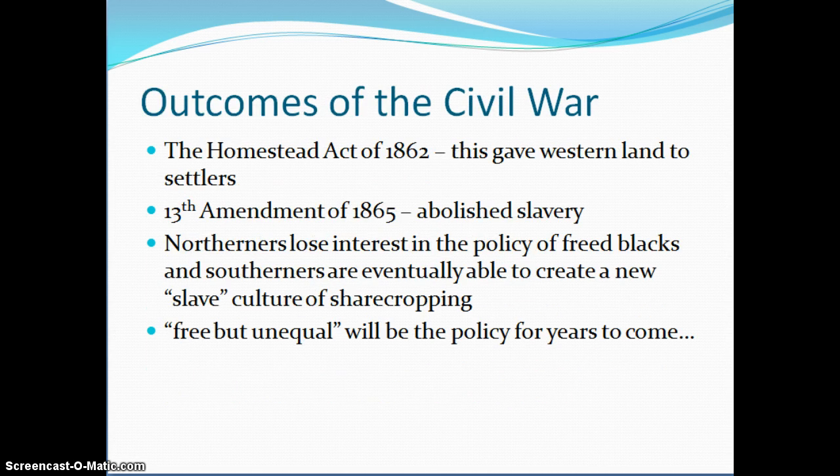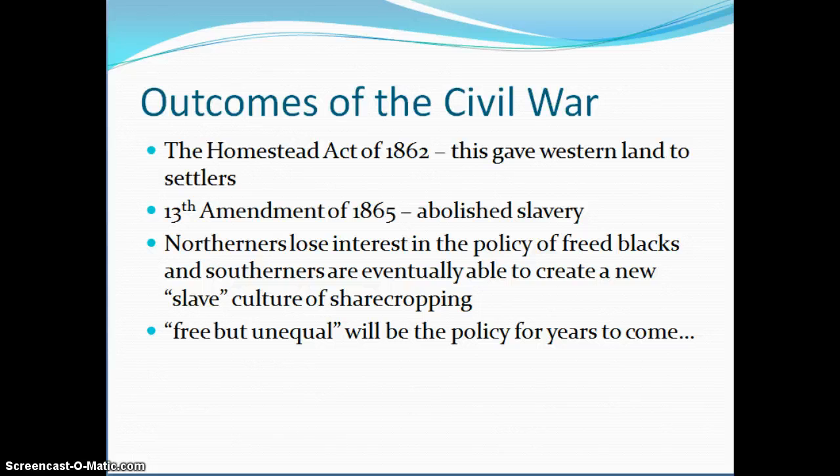Outcomes of the Civil War. The Homestead Act of 1862 gave Western land to settlers. The 13th Amendment in 1865 abolished slavery. Northerners lose interest in the policy of freed blacks, and Southerners are eventually able to create a new slave culture of sharecropping, which will go on for another century. Free but unequal will be the policy for years to come.